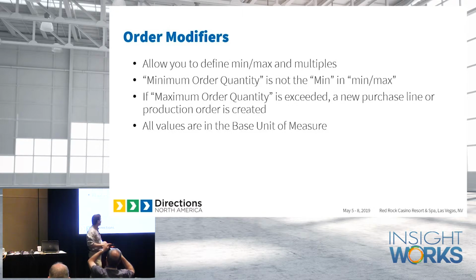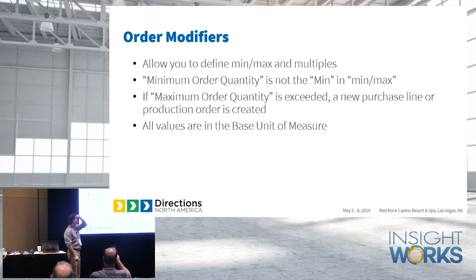All right. So then we have some order modifiers that apply, again, sort of globally. This is where you can set up how you want it to replenish. So let's say, whatever, min-max, lot for lot, and I always have to buy something in a dozen, or in a case, or whatever.